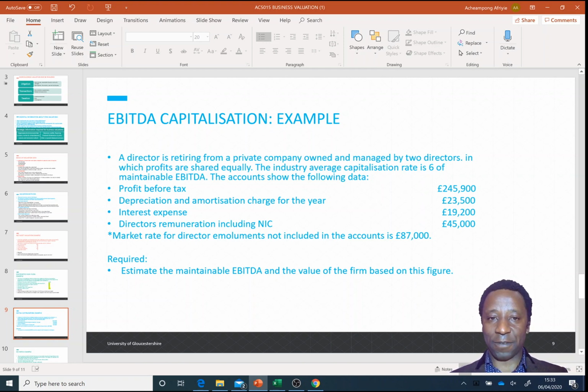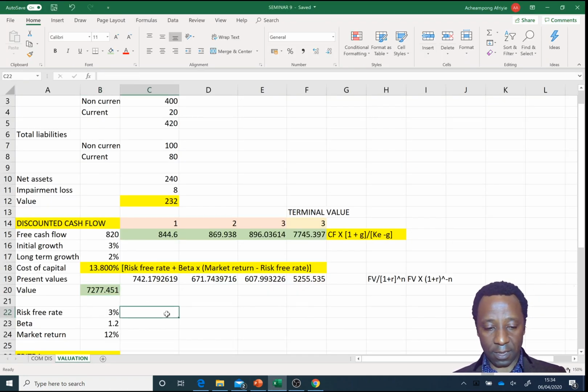So now let's look at a private firm that we are valuing here. The industry average capitalization rate is 6. So that means once we found the earnings before interest, tax, depreciation, and amortization, EBITDA, right? After we've calculated that profit, we will multiply it by 6, and that will be the figure that represents the maintainable profits that represents the value of a firm. So we've been given this data here. We've been given the profit before tax of 245. Let's just go into our Excel.